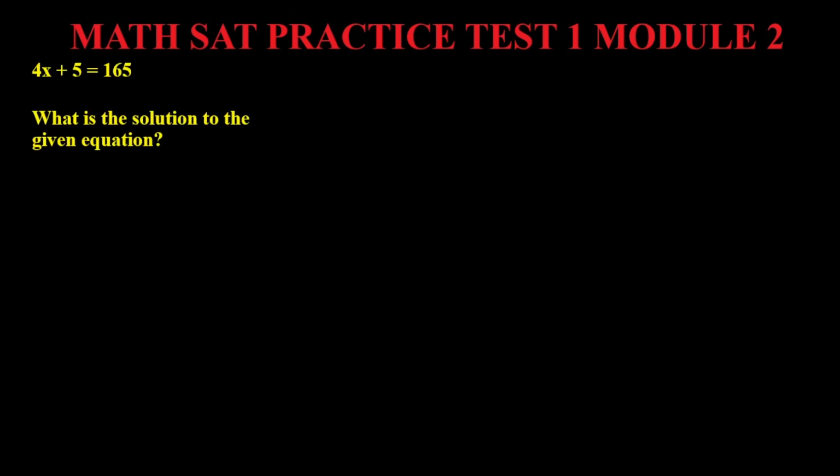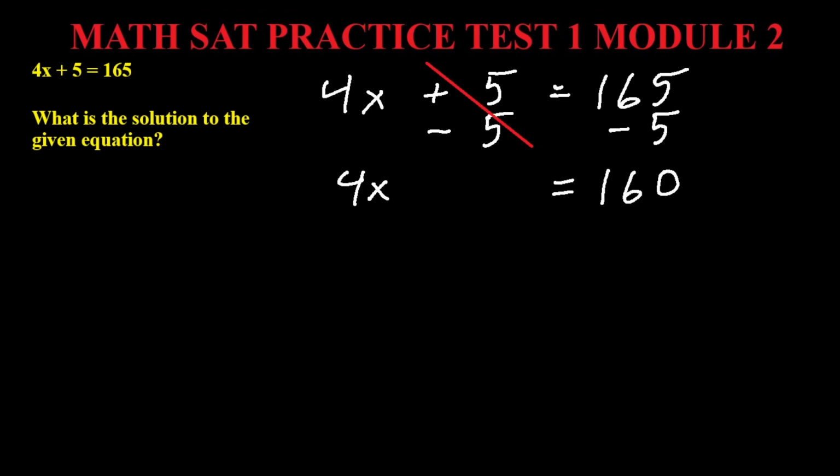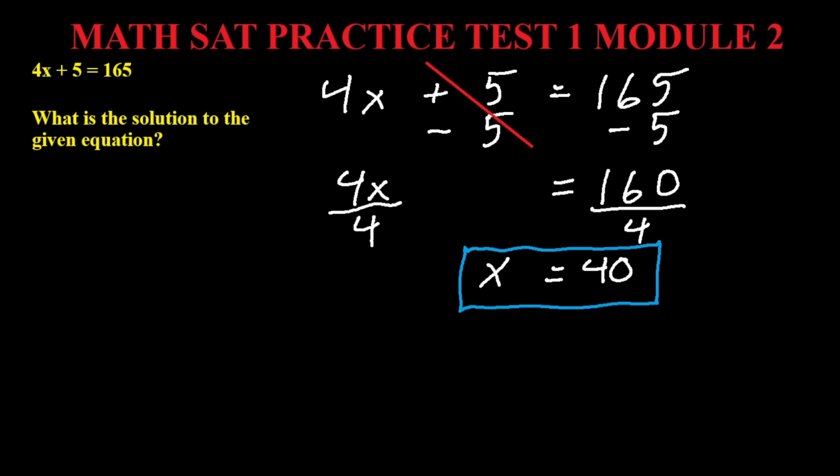For question 6, what is the solution to the given equation? It's a simple two-step equation. So I start by writing the equation. And I need to isolate the x, so I have to subtract 5 from both sides. And to finally isolate x, we divide both sides by 4. And the final answer is x equals 40.